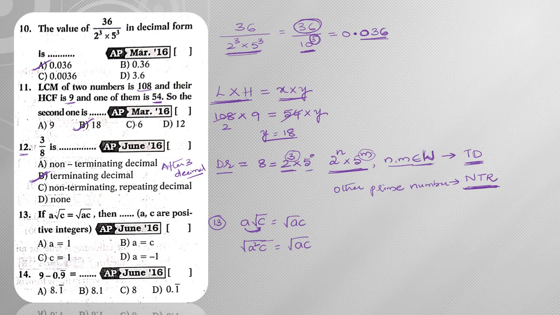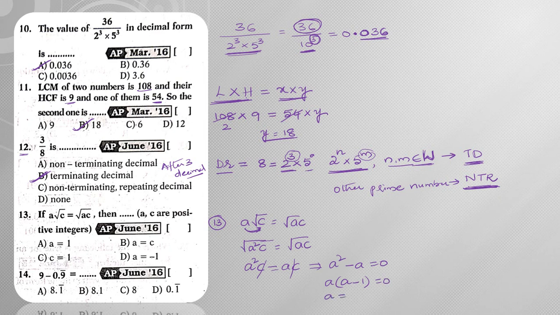Now comparing, since a and c are positives, directly we can compare a square c is equal to AC. Now on both sides, since C is a positive quantity, I can cancel it out. Next, I can take a square minus a is equal to 0. From both the terms I can take a as common, then I will be left with a into a minus 1 is equal to 0.